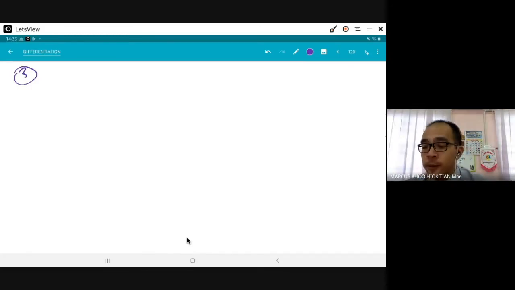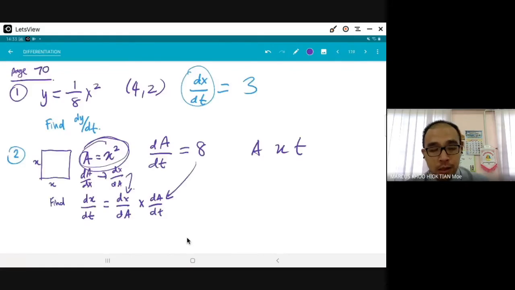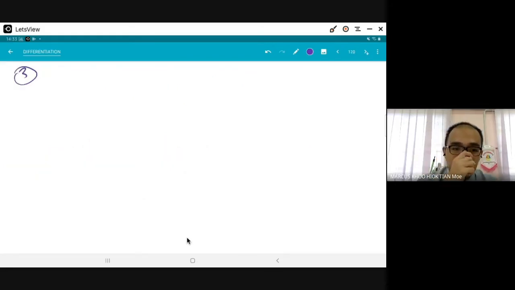Anybody? What is the persamaan yang mungkin terlibat? So, apa yang kita mau bezakan? What do we want to differentiate? We need to have an equation. Anybody want to try? Volume, okay. If we use volume, usually we use the letter V lah. Okay. But what's the formula? x cube. Okay, so V equals to x cubed.